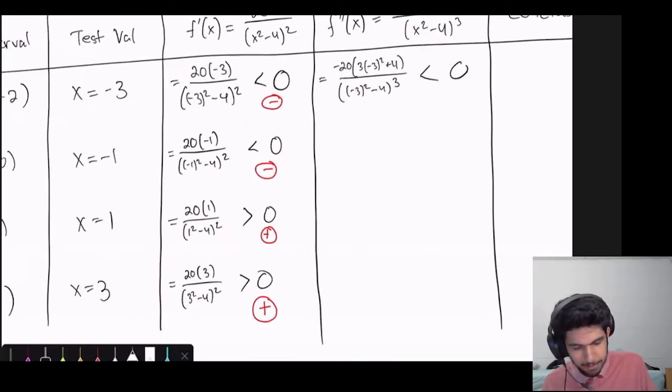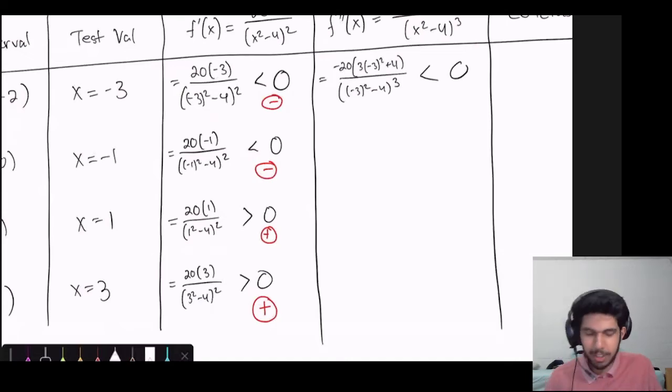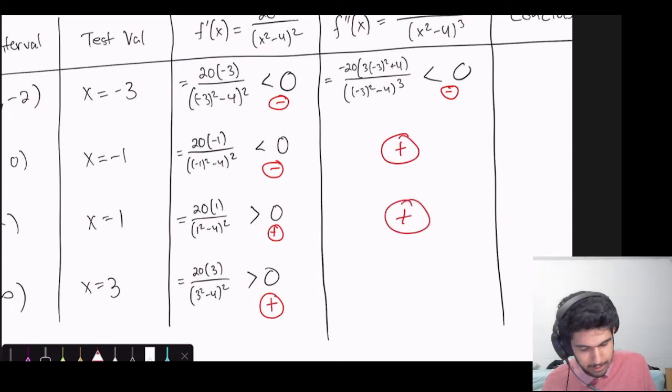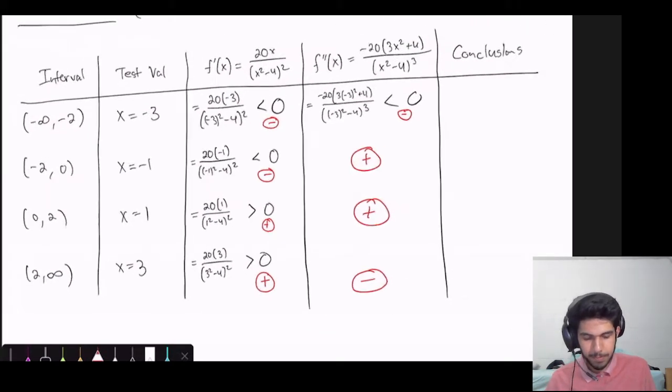Okay. For these last three, I'm just going to write out the signs. You can do it on your own time, just for the sake of time. So the first one is negative. This one will be positive. This one will be positive. This one will be negative.